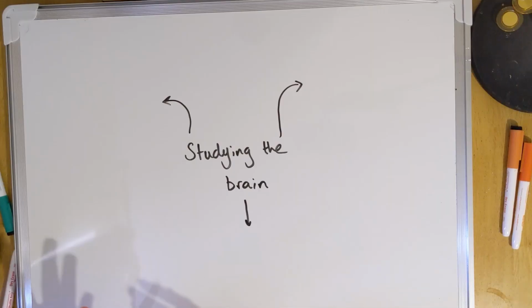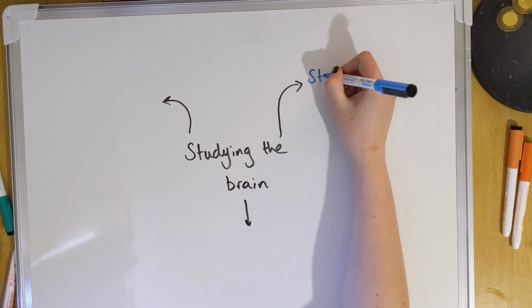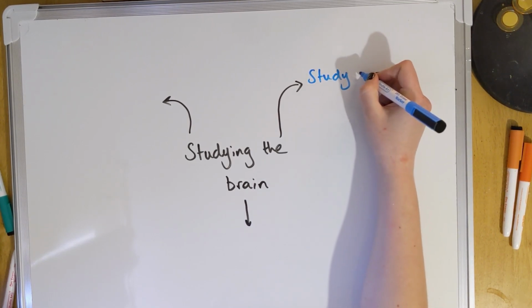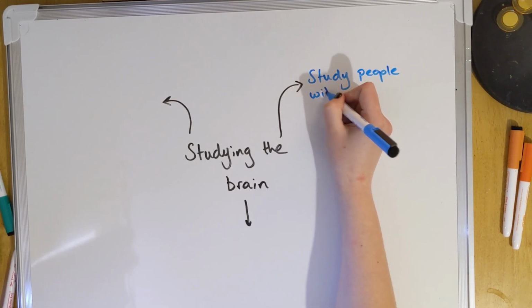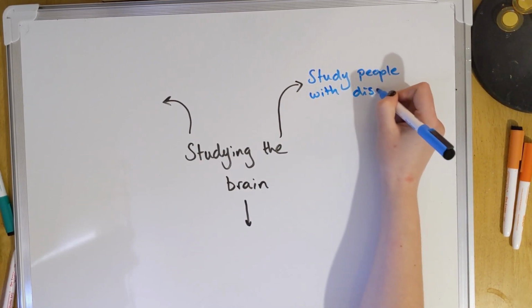There are three main ways you can study the brain. First one, as we've looked at with my series of unfortunate events, is you can look at the brains of people that have had brain damage or other disorders after their death and look at how the brain has changed.